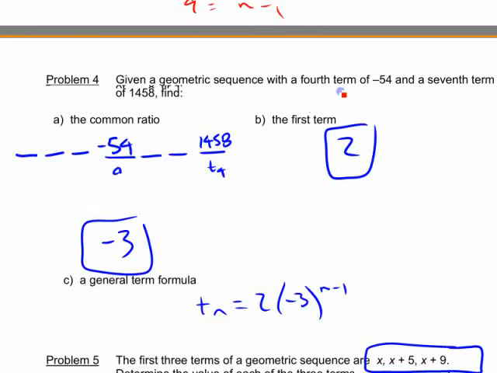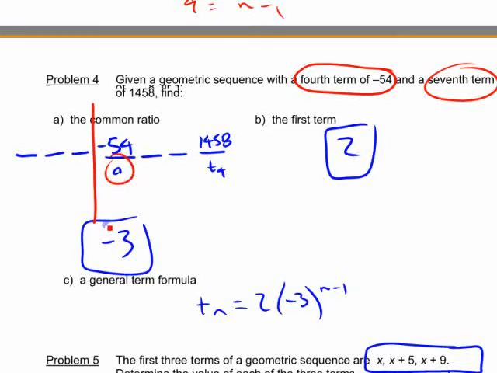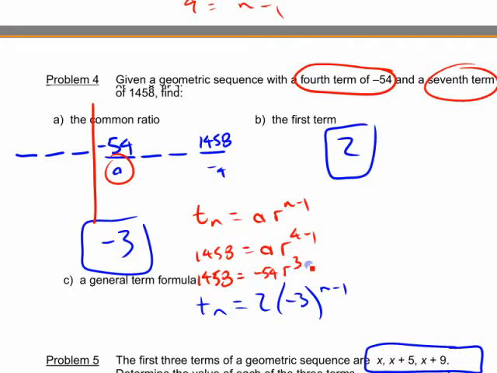One approach was to say, well, I've got the 4th term, and I've got the 7th term. Can I just chop this off and pretend that this was the first term, and then that would be the 4th term? Absolutely, that's a good way to do it. Because then you can use that formula, right? Term n is ar to the n minus 1. So if this was the 4th term, I can fill this in here, right? 1458 equals ar to the 4 minus 1, or in other words, ar to the 3. I got this negative 54, and just solve for what you have, right? You have one equation with one variable. You know how to solve that.